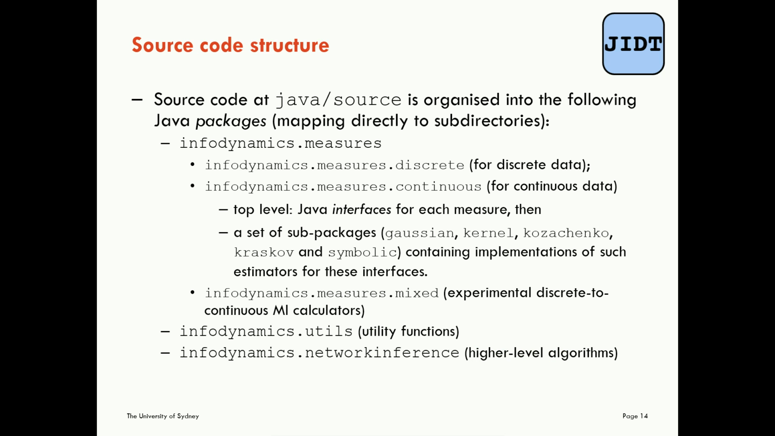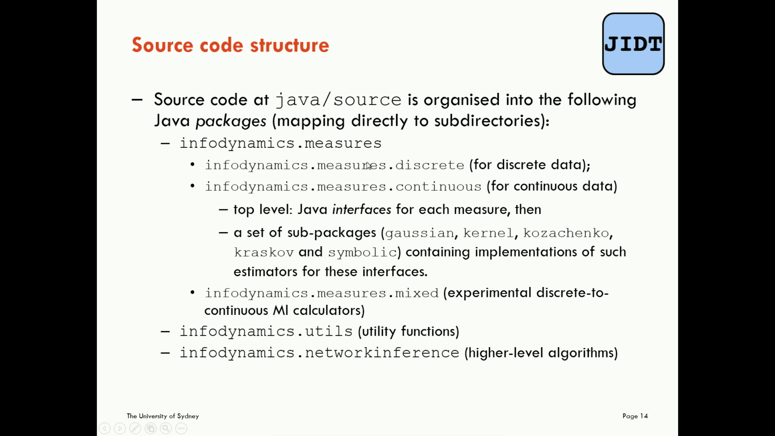Now, to the source code structure. I don't want to go through this in detail. Again, most of you won't really need to know too much about this. But in brief, the source code is under Java source. It's all organized into what are called Java packages, and packages map directly to subdirectories. So what we have here is infodynamics is a folder, measures is a folder under that. This is what the package structure means.